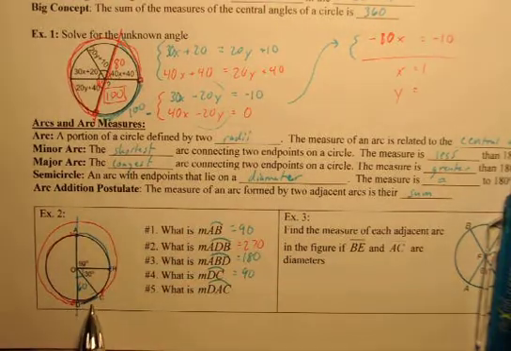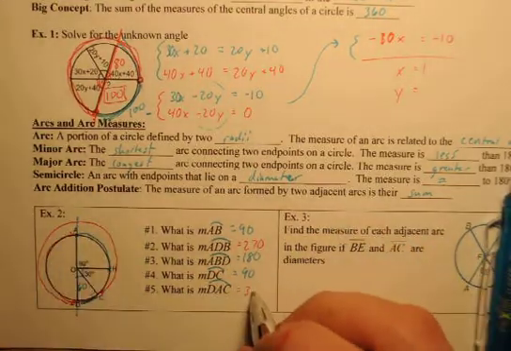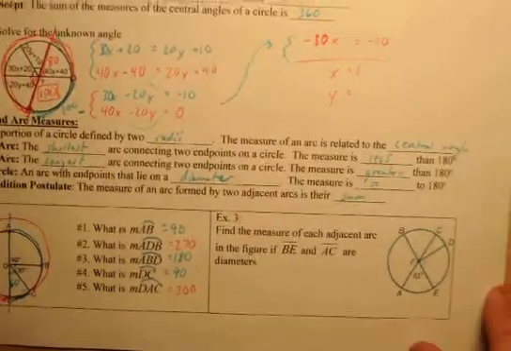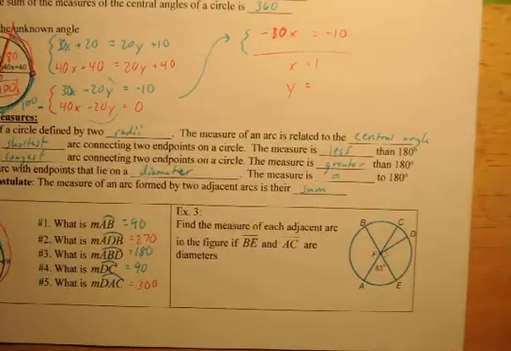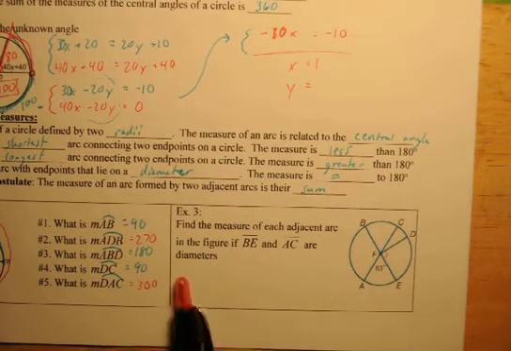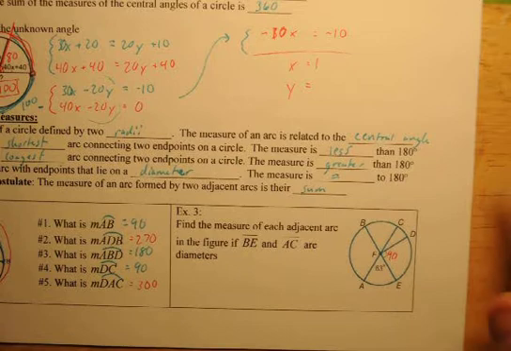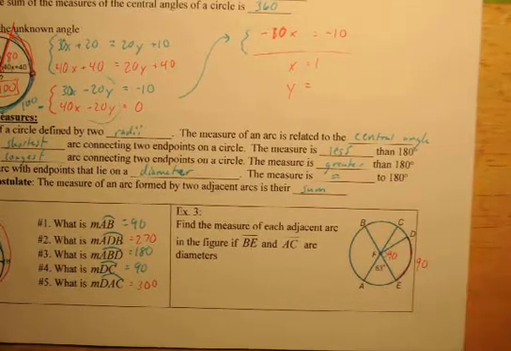So if this was 60, then this has to be 300, because 300 plus 60 is 360. Next, find the measure of each adjacent arc. We do have some diameters we're working with. So obviously that's 90. So this arc here is also 90.